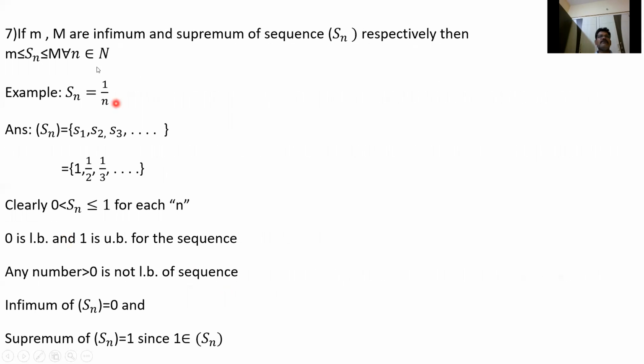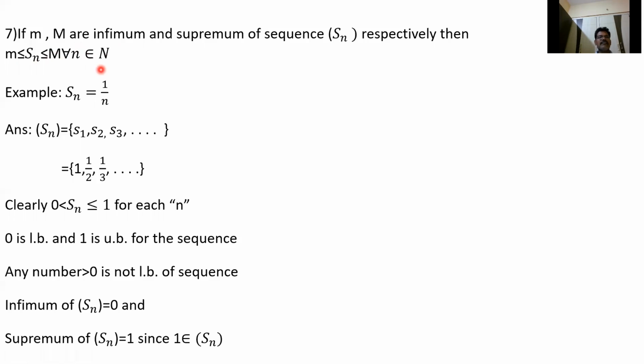So if small m and capital M are the infimum and supremum of the sequence Sn respectively, then m is less than or equal to Sn, which is less than or equal to M, for all n belonging to N. Because m is the infimum, it is a lower bound, so every term of the sequence is greater than or equal to m. Capital M is the supremum, so it is an upper bound, and every term is less than or equal to M.